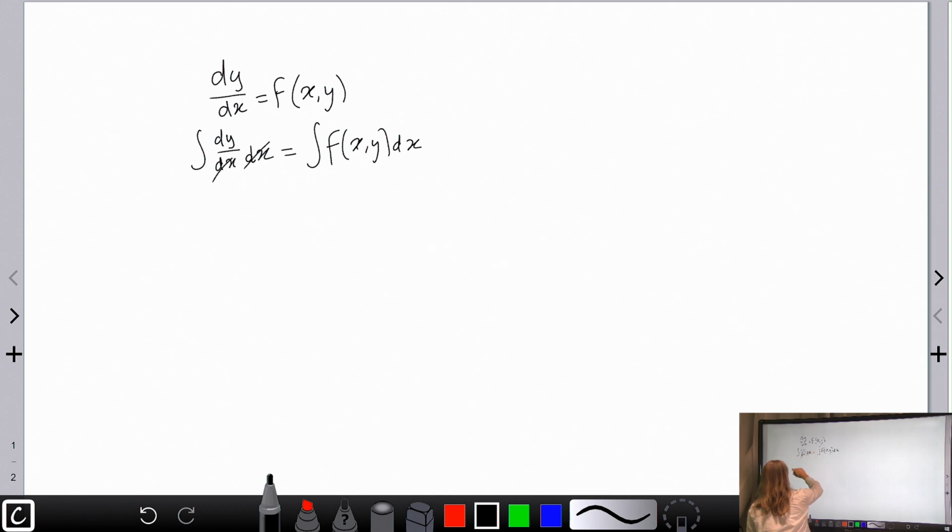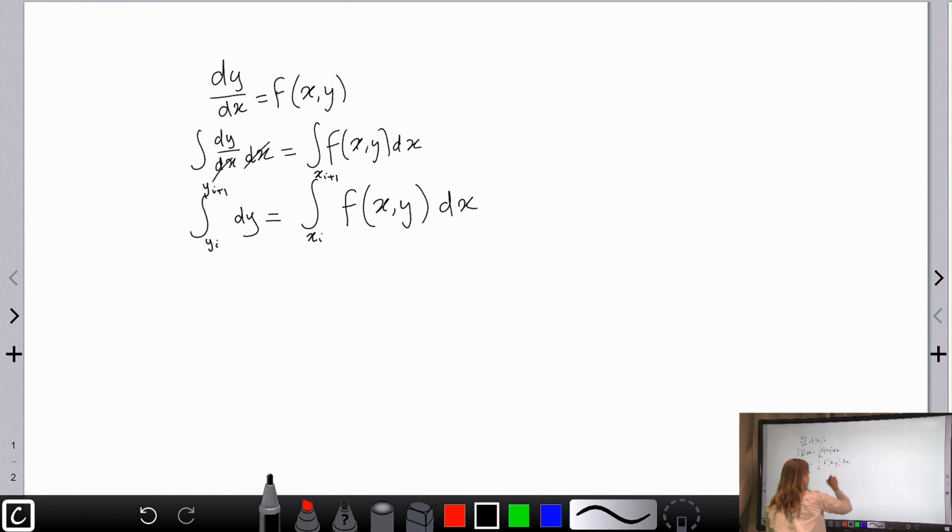We can get rid of these dx, and because we integrate over this interval, we can create a definite integral from y_i to y_{i+1} of dy, which is going to be equal to this definite integral from x_i to x_{i+1} of f(x, y) dx. This integral on the left hand side we can easily evaluate. It's just going to be equal to y_{i+1} minus y_i.